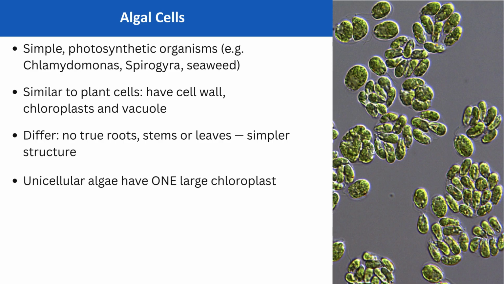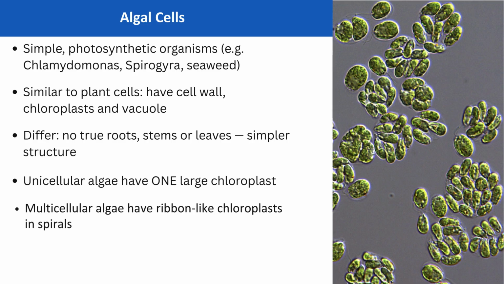We can have unicellular algae as well as multicellular algae. Unicellular algae have only one large chloroplast, while multicellular algae have a ribbon-like chloroplast array.